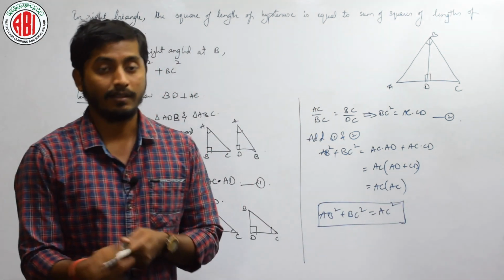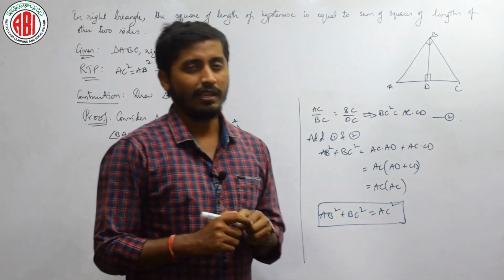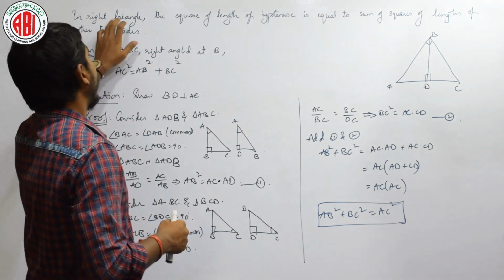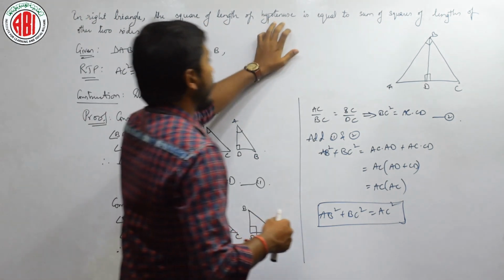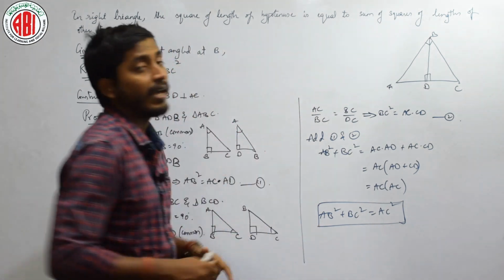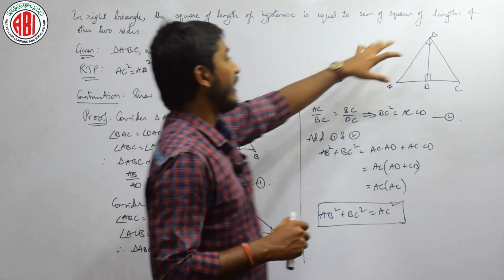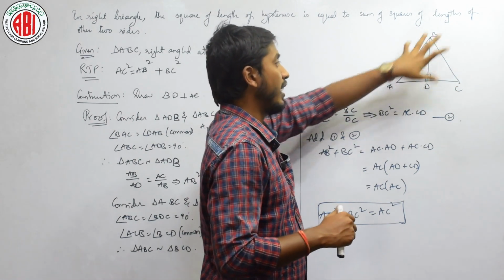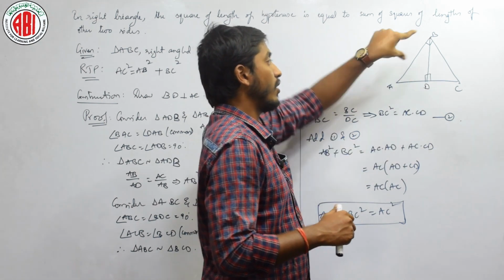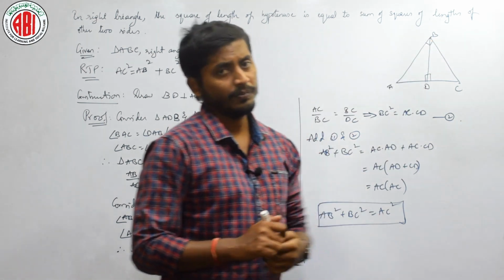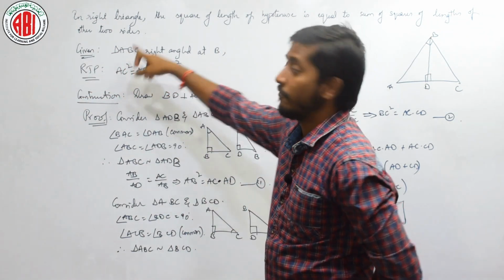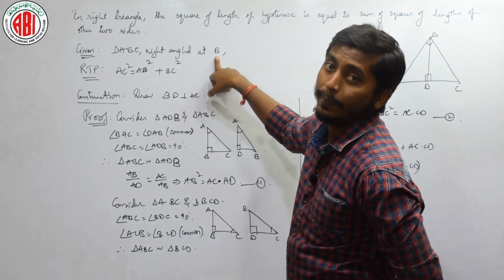Did you understand? Is it clear? Shall we revise once more? Now see here, the question given here is, in a right angle triangle, the square of the length of the hypotenuse is equal to the sum of squares of the lengths of other two sides. Don't forget this, in any right angle triangle ABC, right, the square of hypotenuse, that is AC square, is equal to AB square plus BC square, right. If you observe here, what is given? Triangle ABC is given, where it is right angled at B.